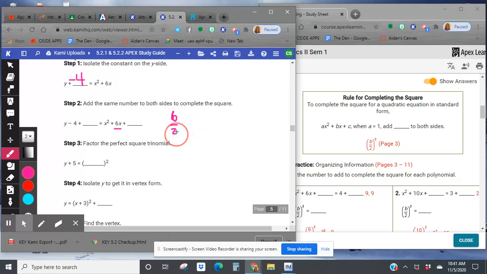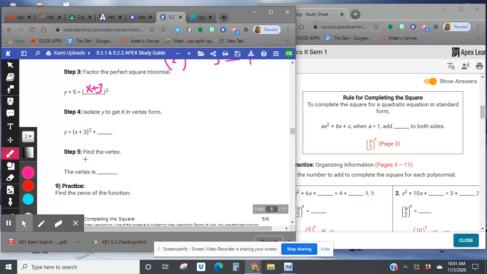6 divided by 2 squared is equal to 3 squared, which is equal to 9. So to complete the square, I'm going to be adding 9 to both sides. Notice that the x squared plus 6x plus 9 turns into the (x plus 3) factors, and that the negative 4 plus 9 turns into 5. Now to isolate y, you get it into vertex form. So our last step is just moving that 5 over, subtracting 5 from both sides. So we get y equals (x plus 3) squared minus 5 as our final answer.